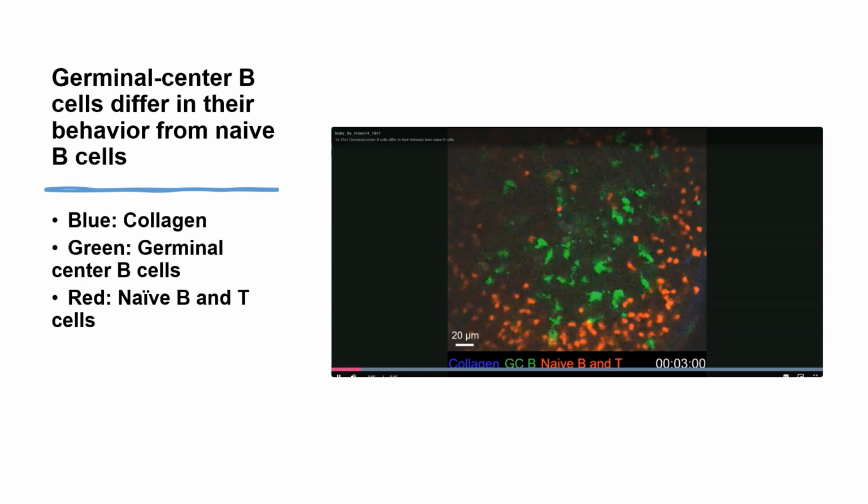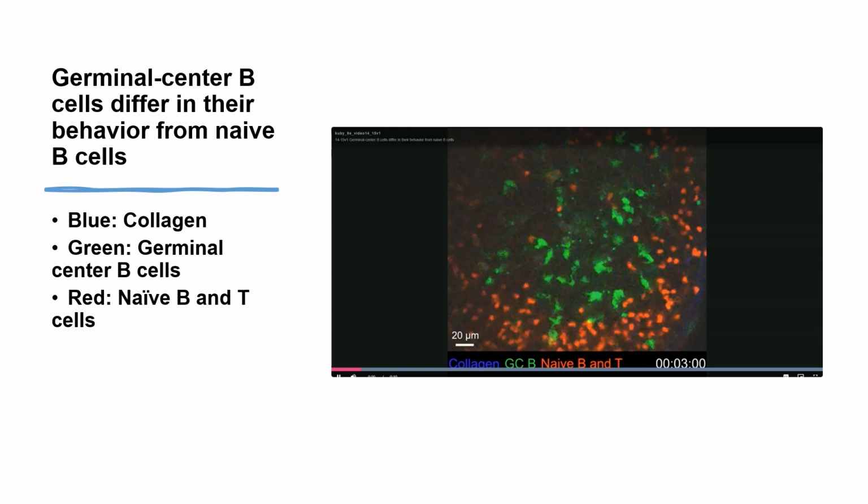The green are the germinal center B cells, and the red cells are naive lymphocytes, both B and T cells. So what you're looking for, again, are those differences in shape. The germinal center B cells that have become activated express a different surface marker, so that's how we're able to identify those. But even before I start the video, you can see that compared to the naive B and T cells in the periphery in the red cells, the green cells, the germinal center B cells, appear to be larger, and they also look more star-shaped or tree-shaped. Dendritic morphology is what we call that.